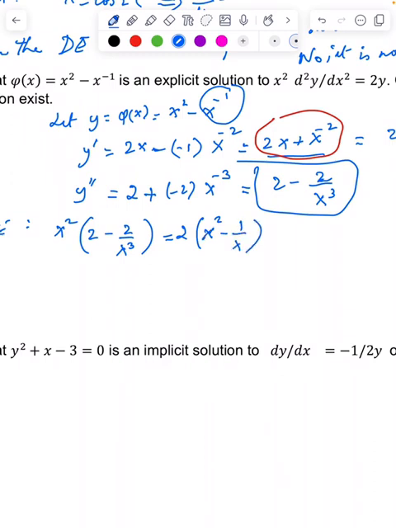Now I will simplify the left hand side and simplify the right hand side and see if they are looking the same. So let's distribute. That's all we can do. Now notice here, this second term has x cubed down here. So when I multiply it by x squared, I get 2 over x. And on the right hand side, distribute the 2. So same. So yes, we have proved that this is a solution.